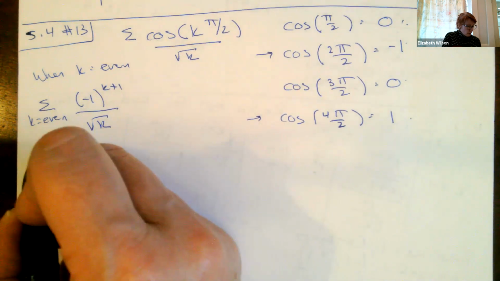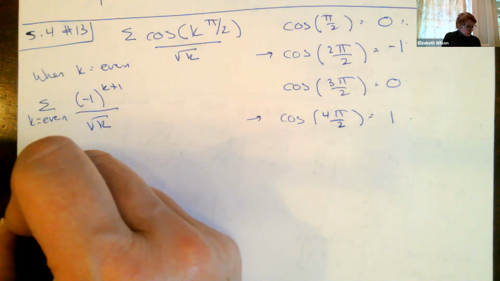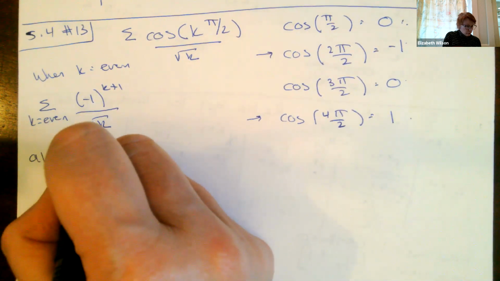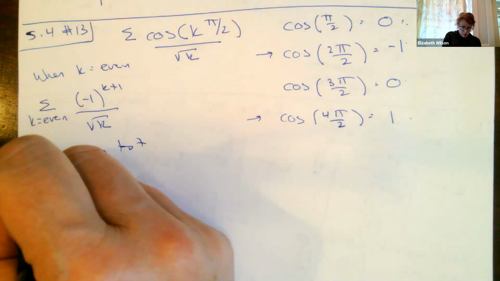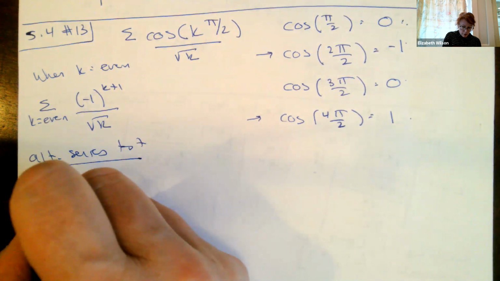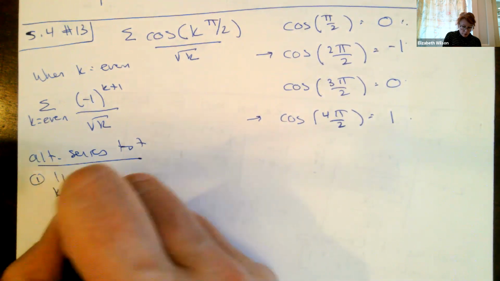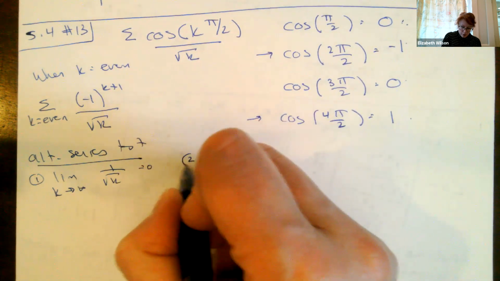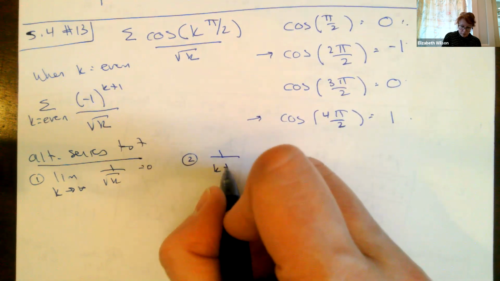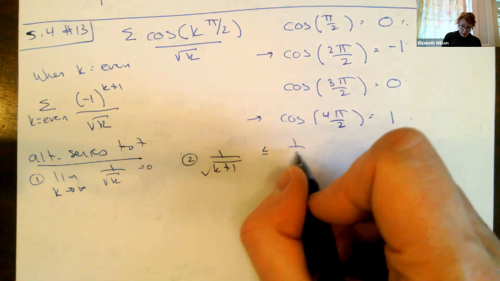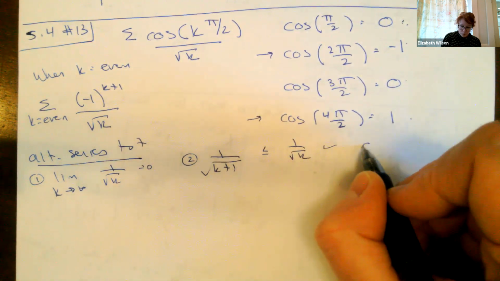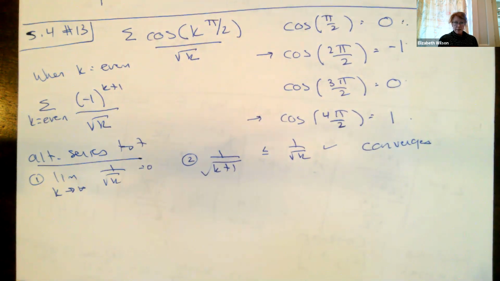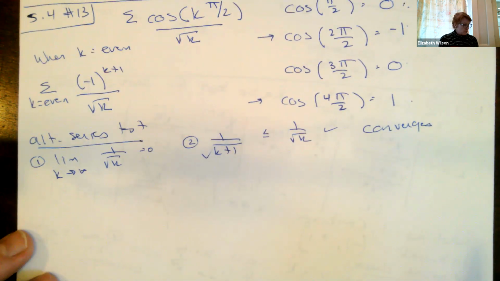So I'm going to do the alternating series test, which is my first test: the limit as k goes to infinity of 1 over radical k is equal to 0. The second criteria is 1 over (k plus 1) radical k, so that converges by alternating series test. Now they're asking us to check for absolute convergence, I think.